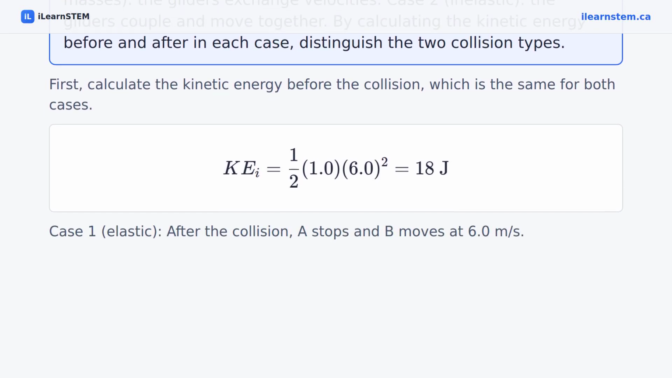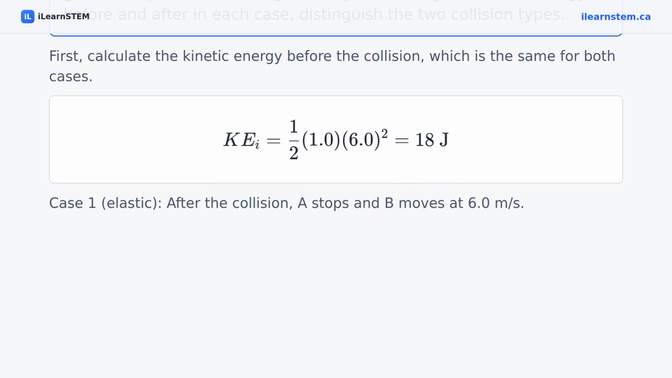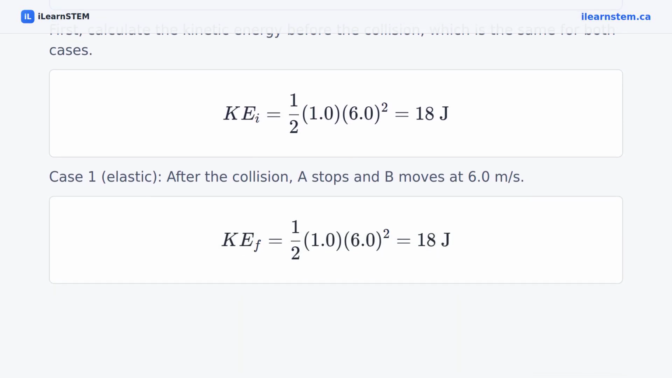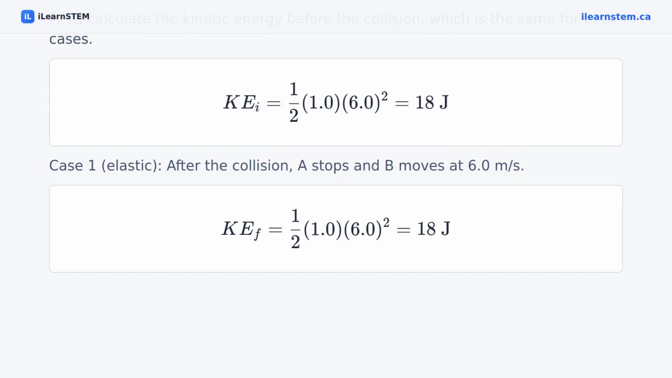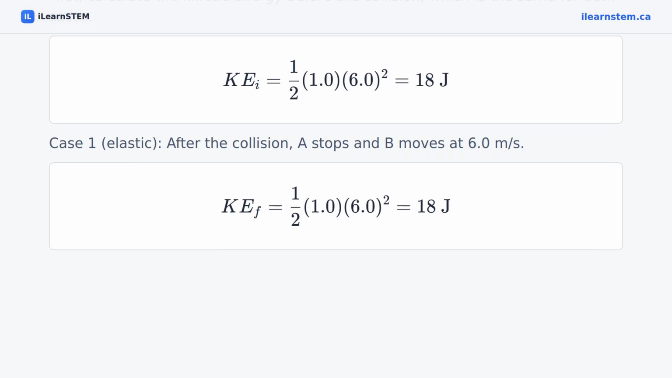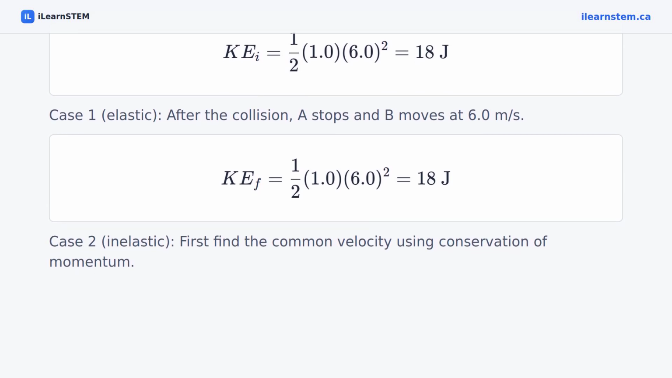For case 1, the elastic collision. After the collision, A stops and B moves at 6.0 meters per second. The final kinetic energy is also 1/2 times 1.0 kilograms times 6.0 squared, which is 18 joules. Kinetic energy is conserved.